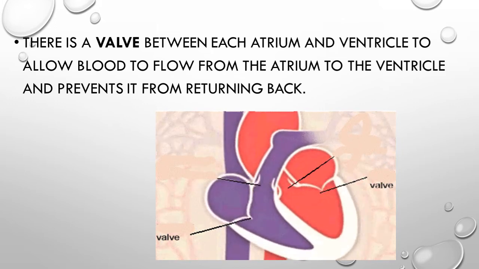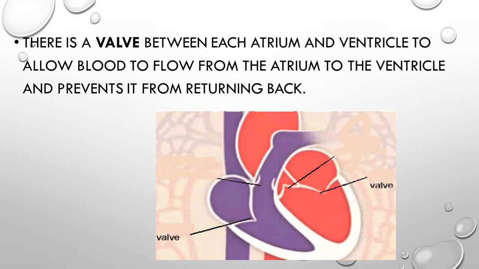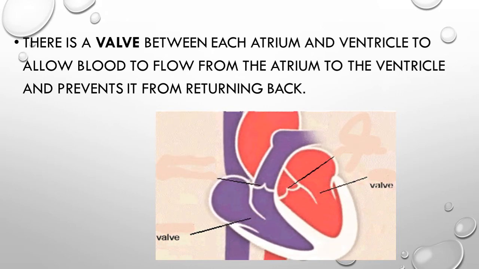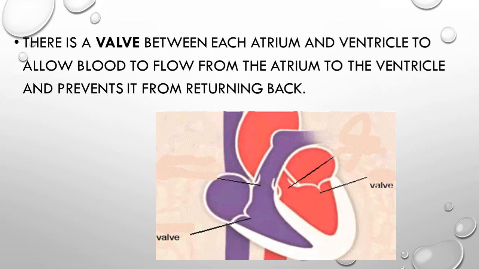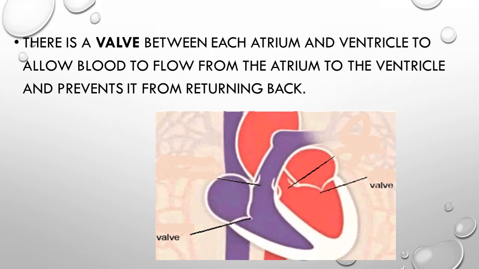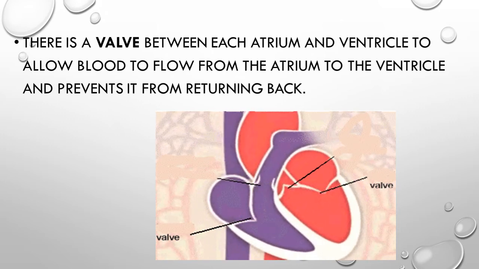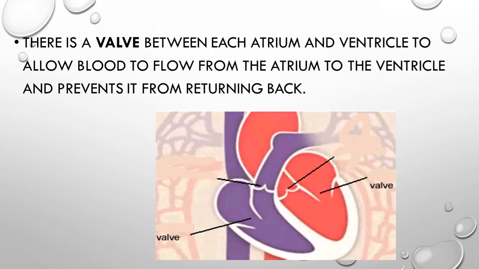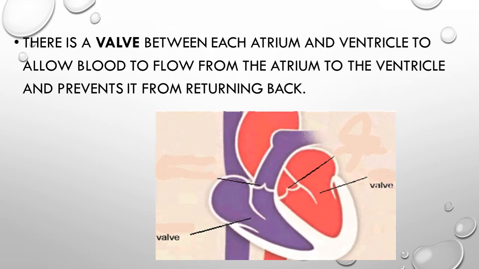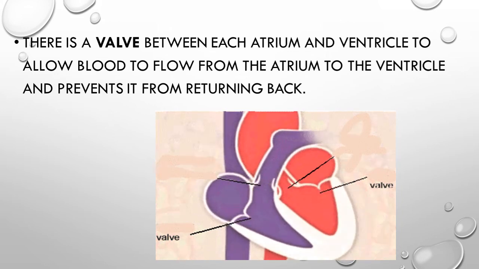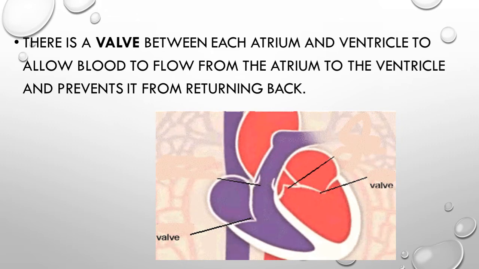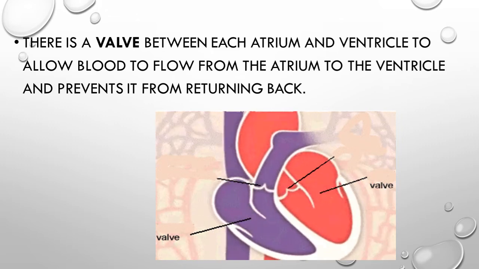Valve is like a gate, it opens at a certain time and closes at another certain time. When does it open? To allow blood to flow from the atrium to the ventricle. When does it close? To prevent it from returning back. It closes after the blood passes so that it does not return from the ventricle to the atrium.